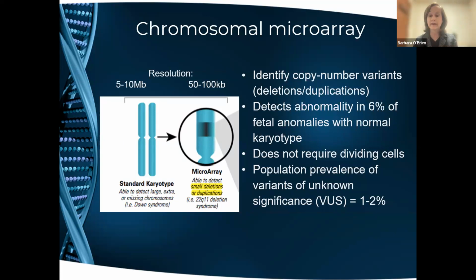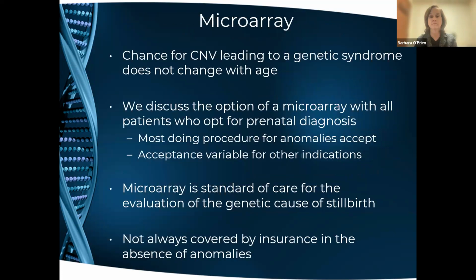It does not require dividing cells, and the population prevalence of variants of unknown significance, where you aren't quite sure if the deletion or duplication is pathogenic, is about 1 to 2%. The chance for copy number variants leading to a genetic syndrome does not change with age. So unlike aneuploidies, a duplication or deletion is not age-related.